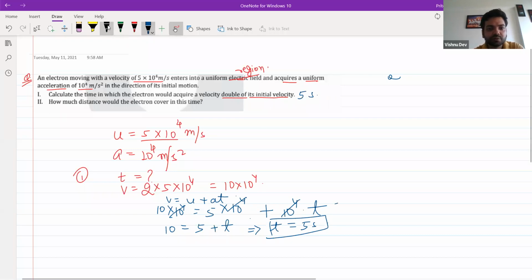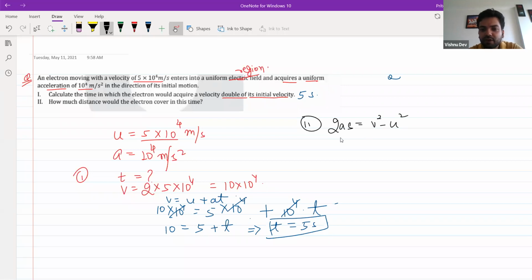Number 2, how much distance would the electron cover in this time? So okay, any equation you can use, either the second or the third one. I'll randomly use the third one this time, let's say 2as equals v square minus u square. Putting the values again, 2 times a, which is 10 to power 4, times s is equal to v square. What is v? It's written 2 times the initial velocity. So we will square them. Minus u square, that is 10 to power 4 whole square.